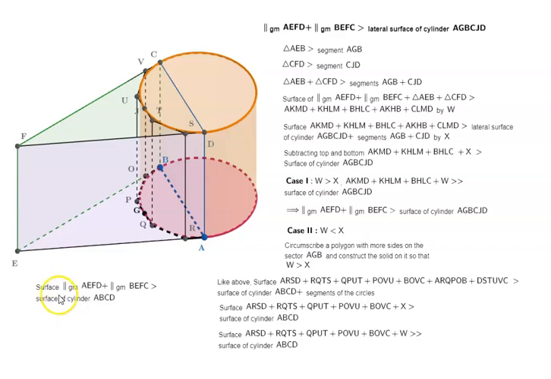So the surface of the parallelogram AEFD plus parallelogram BEFC is greater than the surface of the cylinder ABCD. Because we have already shown that the triangle AEB plus triangle CFD is greater than the segments AGB plus CJD. So that is proposition number 12 of Works of Archimedes, specifically book 1 of On the Sphere and Cylinder.